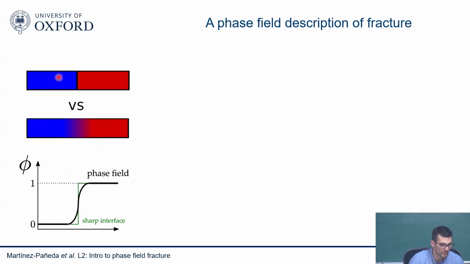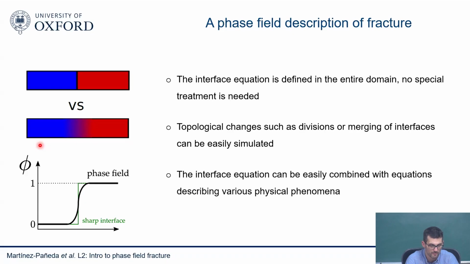So any interface, not only cracks, but in the case of cracks, you will have the interfaces between cracked material and uncracked material. Blue will be uncracked material, red will be cracked material. So if you describe the interface like this, in this simplistic way, then you only need to define a differential equation for the evolution of the phase field, and you're able to track where your interface lies. And this kind of implicit representation of interfaces has many advantages.